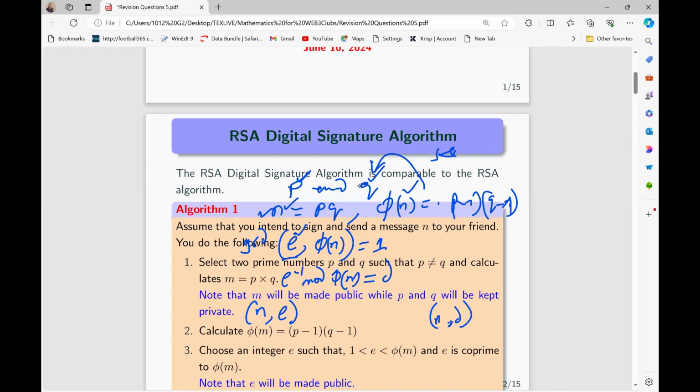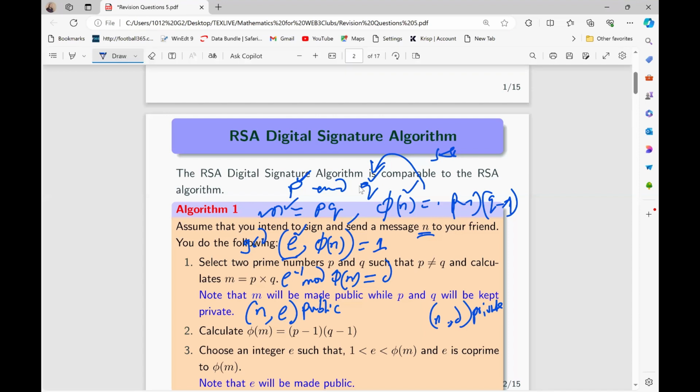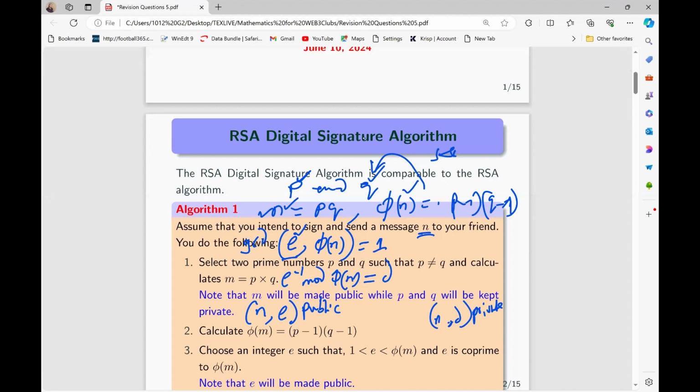Now, let's suppose that the message that you want to sign is N. You have the public key here, and you have the private key here, and you have the message that you want to sign. So what you then do, you take your message, in this case, it's N. Let this be M so that we don't mix them.